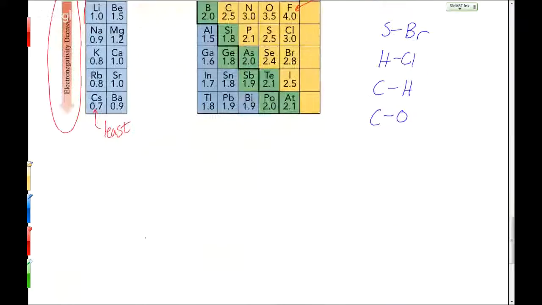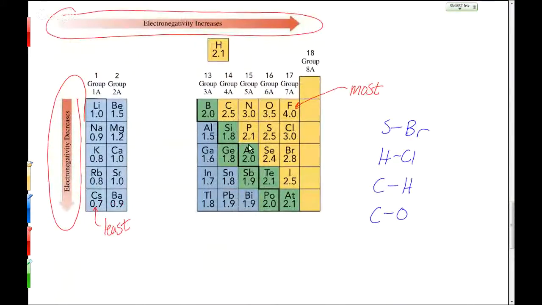So if we take this first one, SBr, we look, S is 2.5, Br is 2.8. So what's the difference in electronegativity there? 0.3. So we're going to say that's too low, and this is a nonpolar bond. That means that in that particular type of covalent bond in a compound, the electrons are not going to be attracted to one side versus the other. They're going to be roughly equally shared.